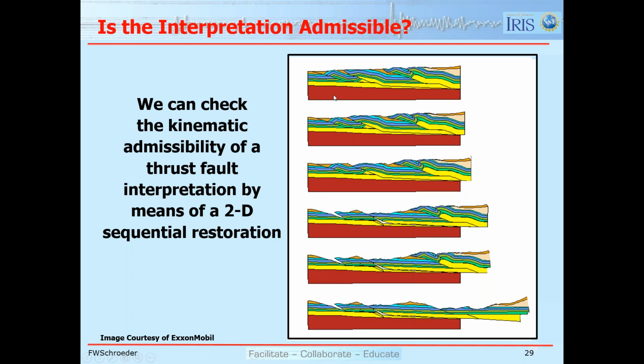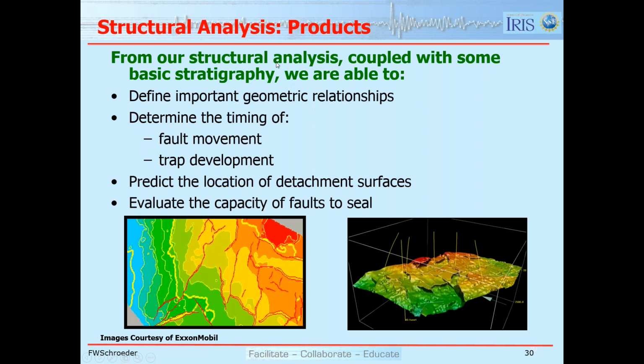Some of the products that we get from our structural analysis, coupled with our basic stratigraphy: we're able to define important geometric relationships. We're able to determine when faults were moving and when traps developed. We can predict the location of detachment surfaces in compressional faulted regions, and we can evaluate the capacity of faults to seal hydrocarbons.